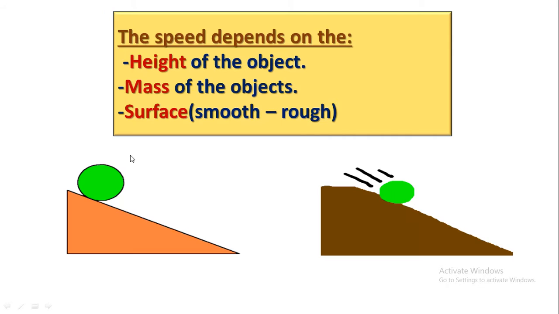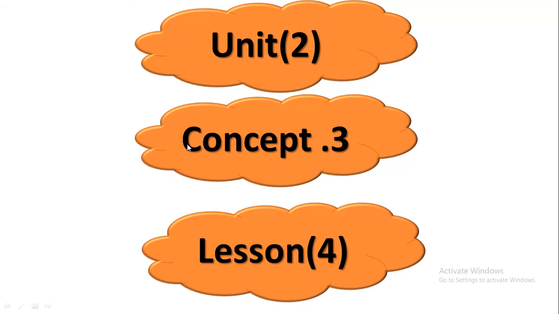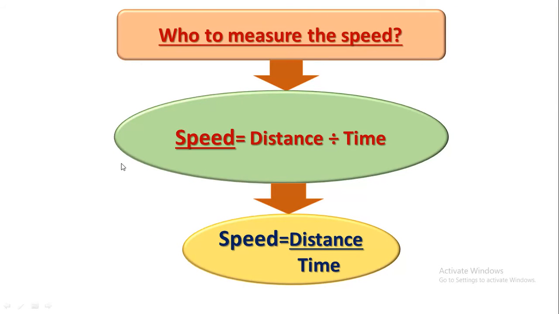So the speed depends on 3 factors: mass, height, surface. By increasing the mass, the speed will increase. By increasing the height, the speed will increase. When the surface becomes smooth, the speed will increase, and when the surface is rough, the speed will decrease. Excellent. Now let's start concept number 4.